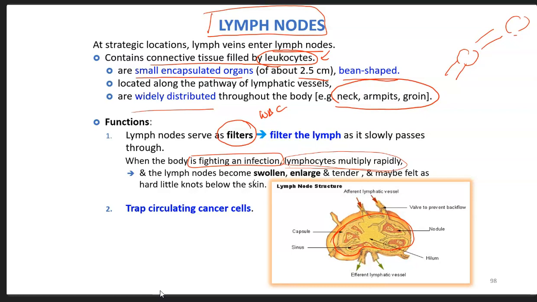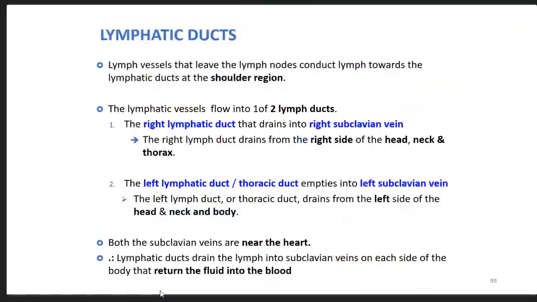And then the lymph nodes become swollen and enlarged and become tender, and may be felt as hard little nodes below the skin. So kalau awak tengah demam ke, cubalah rasa bawah ketiak ke, kan, dekat neck area you have swollen nodes. So that indicates that your body is fighting an infection because the lymph nodes are filled up with white blood cells. And then it also functions to trap circulating cancer cells. Alright, so that is the lymph nodes.